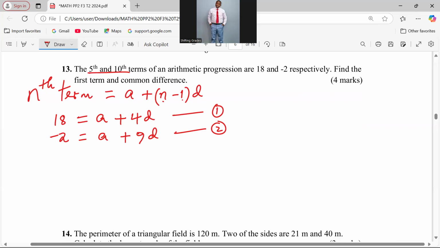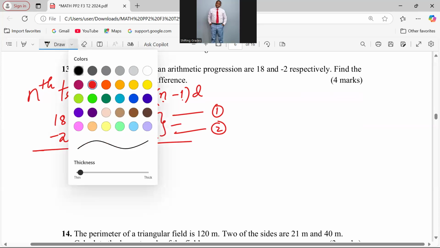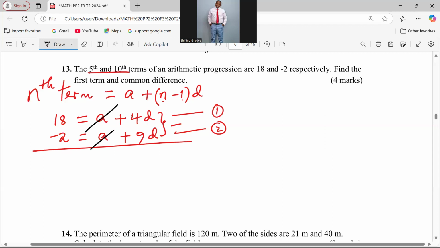Allow me to use the elimination method now, whereby I subtract corresponding terms downwards, such that the value of A will simplify. I'm using elimination because I've already seen that the coefficients of A are 1 in both equations. So now we can subtract: 18 minus negative 2, making it 20. Then 4d minus 9d, making it a negative 5d. So the value of d becomes negative 4. That is when you divide it through.